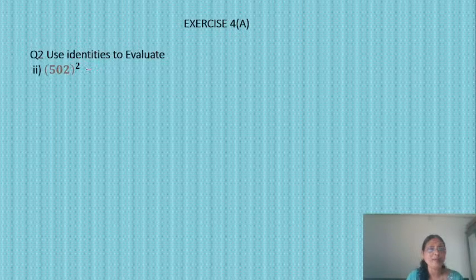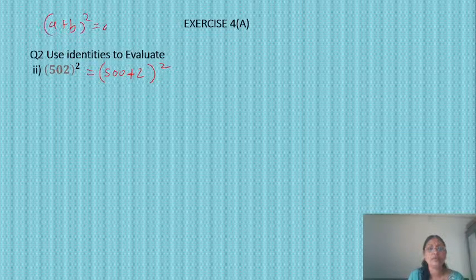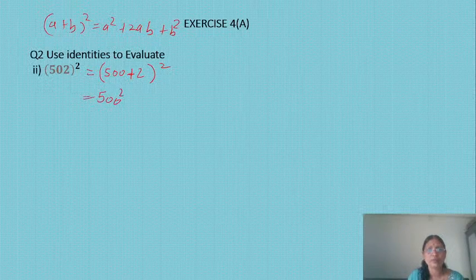So what do we do? We split this 502 as 500 plus 2. We have to go for the nearest whole number wherein we will be able to calculate the squares orally. So (500 plus 2) the whole square. Now we will be using the first identity, which was (a plus b) the whole square is equal to a square plus 2ab plus b square, to solve this sum. Now a is our 500, so 500 square plus 2ab, that is 2 into 500 into 2, plus 2 square.